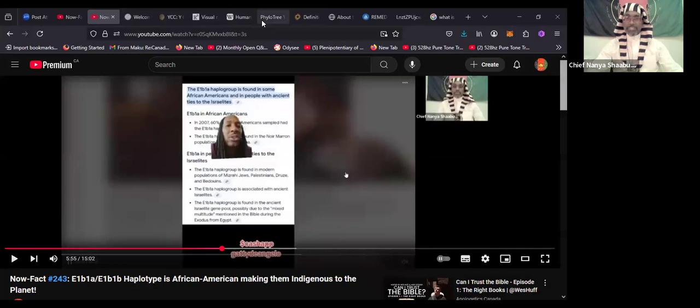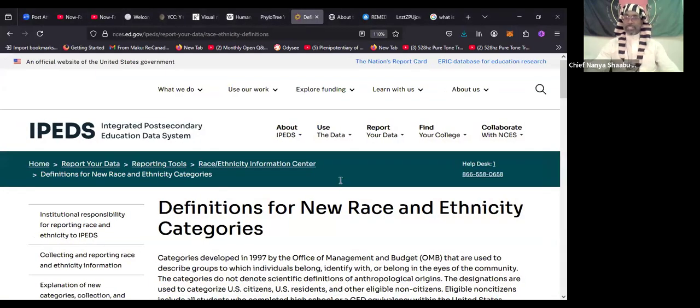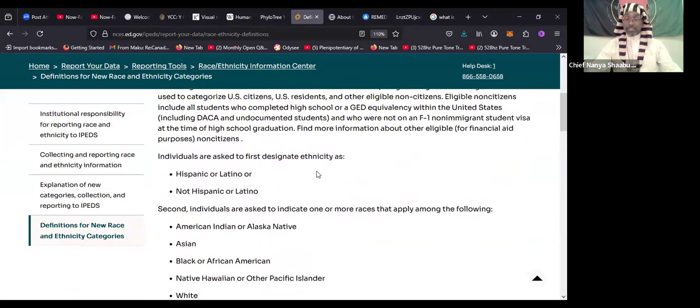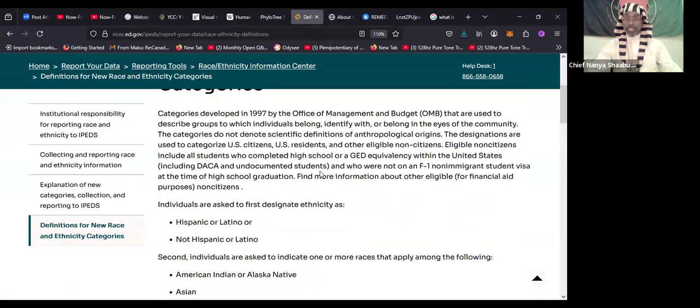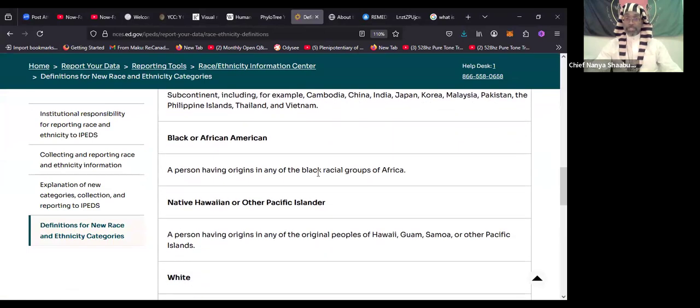What's the significance of this? Because there's race and ethnicity definitions. So part of the DNA strands that they are checking and looking into, when we go to the definitions here, they said a person having origins in any of the Black racial groups of Africa. This is Black or African American.